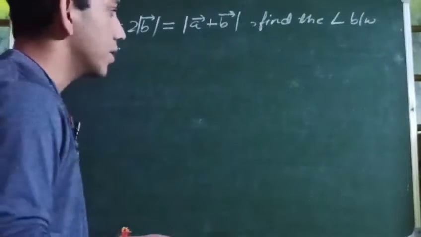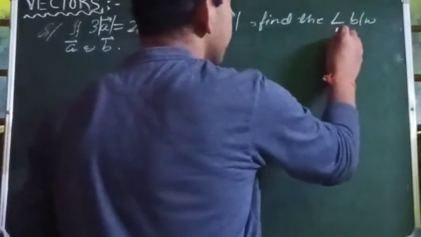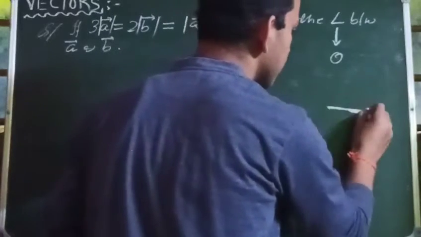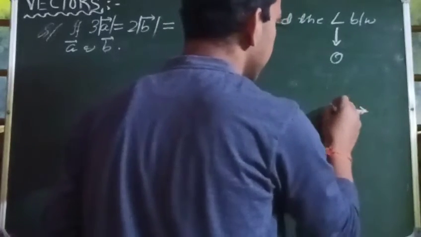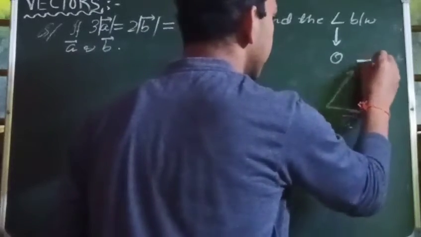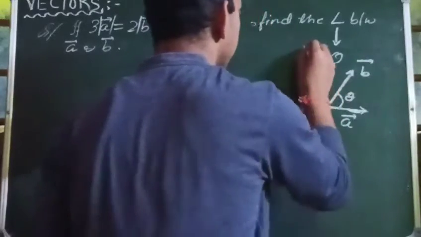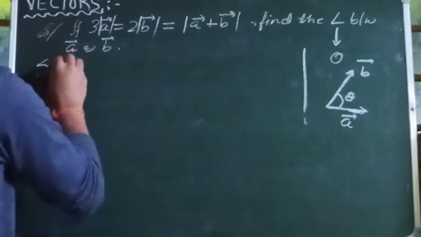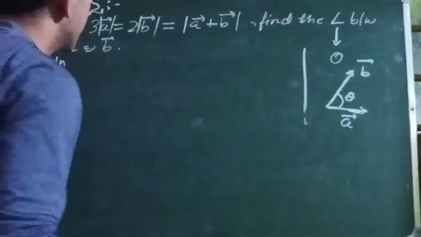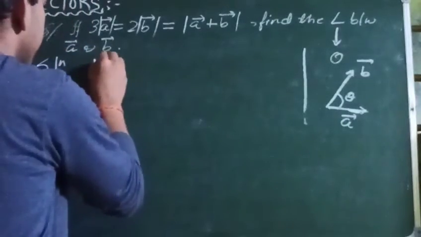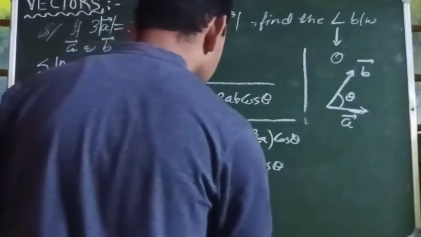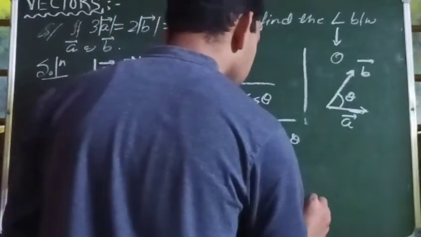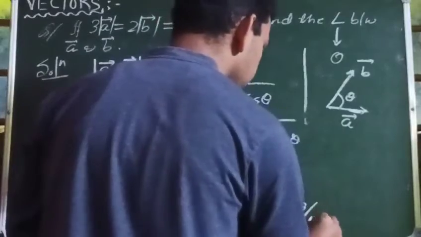So, let's start with the solution. Let us suppose the angle between the two vectors is theta. That is, suppose this is A vector and this is B vector. Let this be theta. Now let's start the solution. Now we know that mod of A vector is basically 23 upon 4 3 is 12.